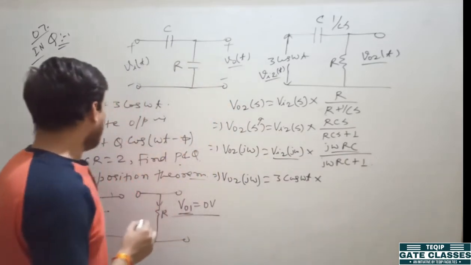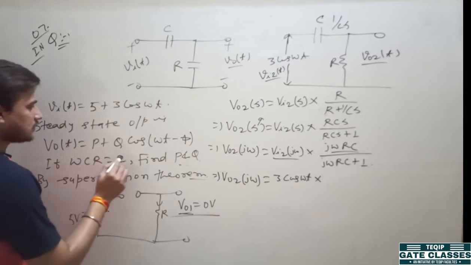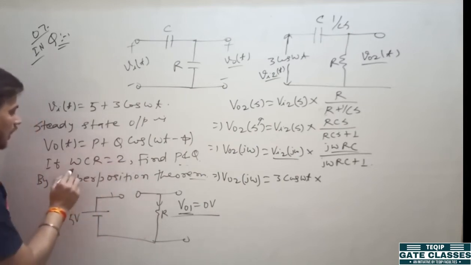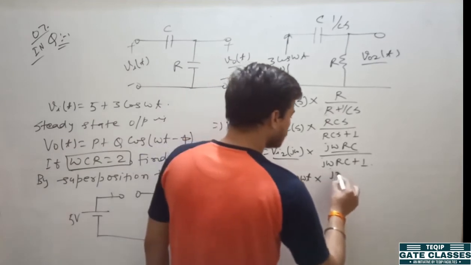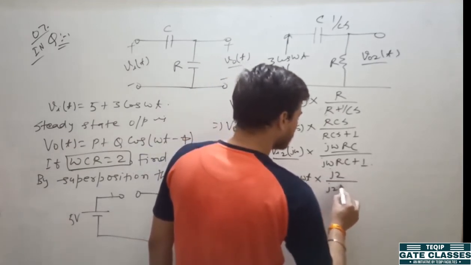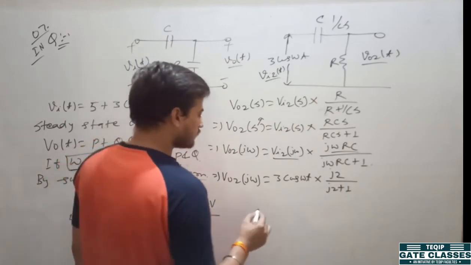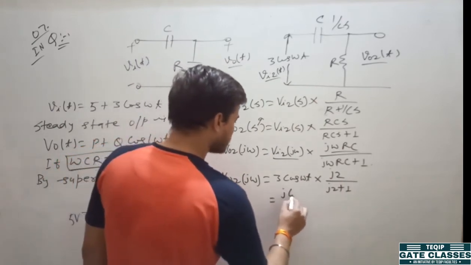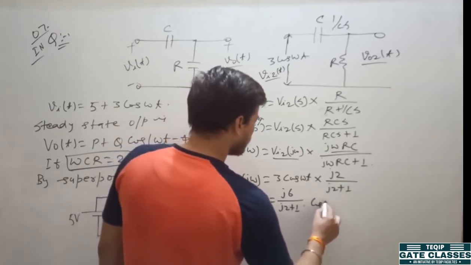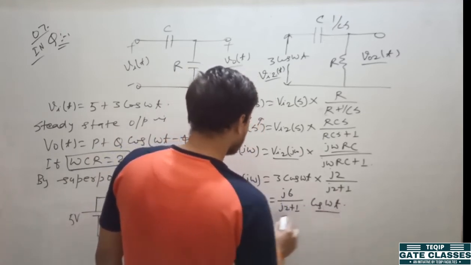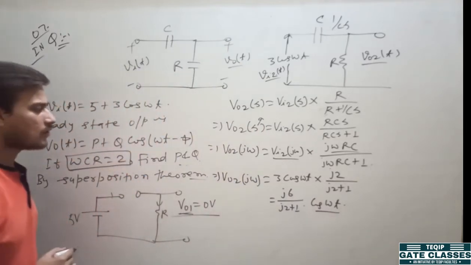It is already given that the value of omega RC is equal to 2. So here it will be how much? j2 divided by j2 plus 1. So here it is j6 divided by j2 plus 1 into cos omega t. Clear?